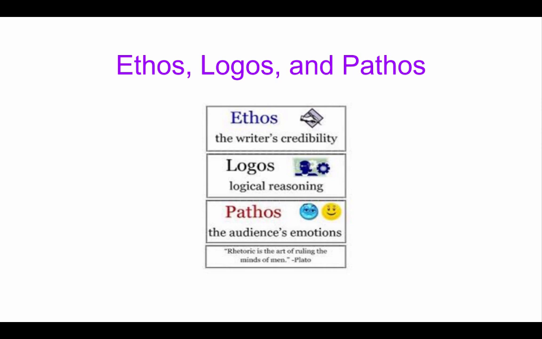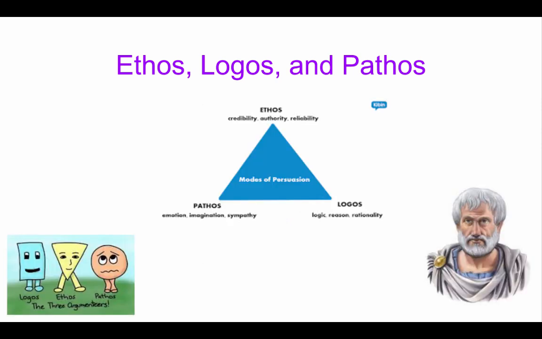Logos refers to the logical reasoning the writer or speaker might use. And lastly, pathos refers to language that has an emotional impact. These strategies date way back. Over 2,000 years ago, the Greek philosopher Aristotle argued that there were three basic ways to persuade an audience to your position: ethos, logos, and pathos. These strategies are so powerful they still work today.